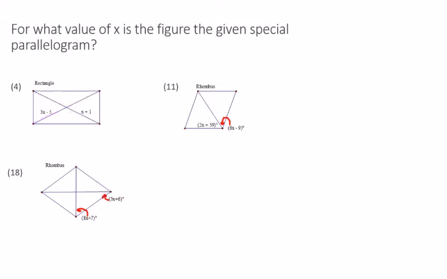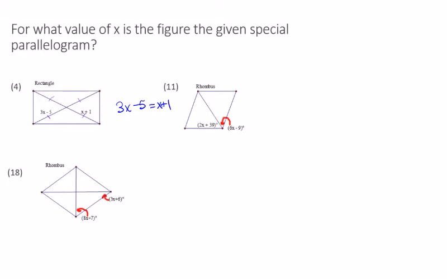Now, we already know in any parallelogram that the diagonals bisect one another, right? So I know that this would equal this, and this would equal this. But if these two diagonals are congruent, then each of these segments is congruent to one another, right? So for this situation, we can say that 3x minus 5 would have to equal x plus 1. And then we just solve for x from there.